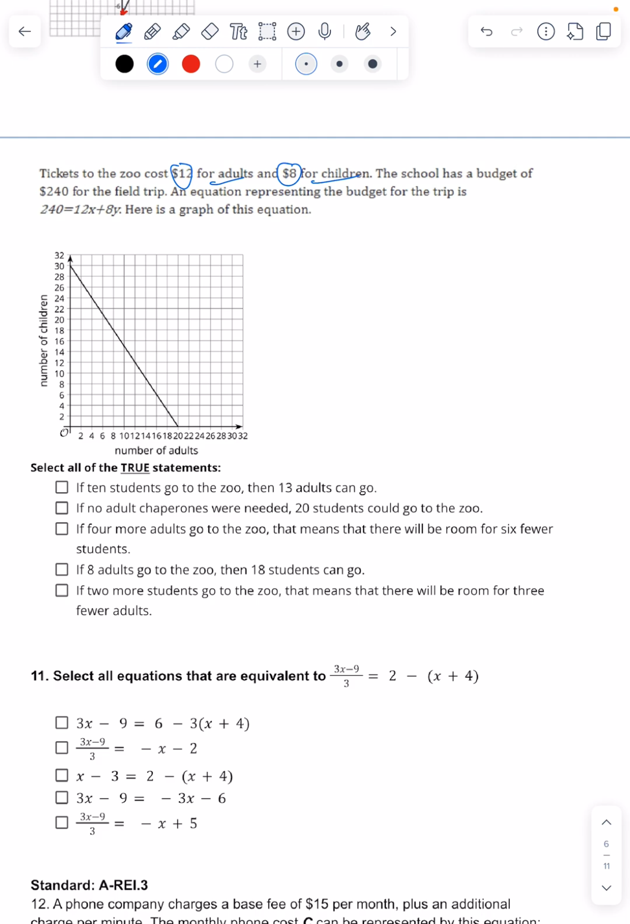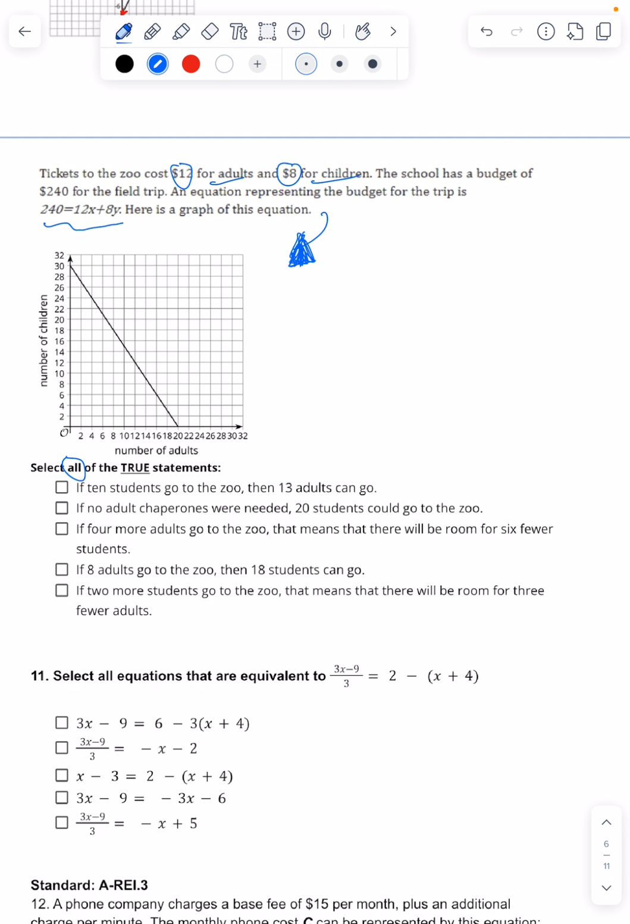Okay, so it says an equation representing the budget for the trip is 240 is equal to 12x plus 8y. And it says here's a graph that represents this equation. So this graph right here that they're showing us is representing this equation. So now it's telling us to select all of the true statements that would be involved, right? Based on the graph. So the first one, this first statement says if 10 students.